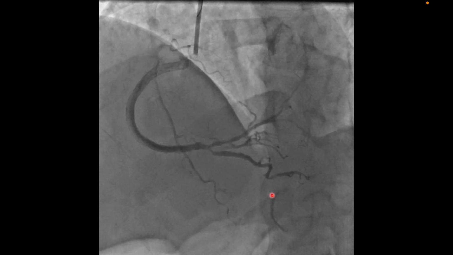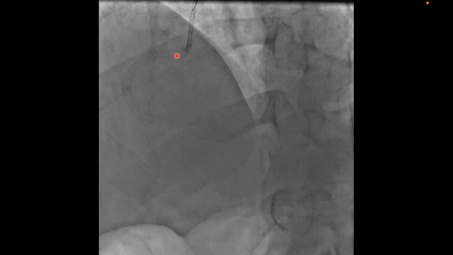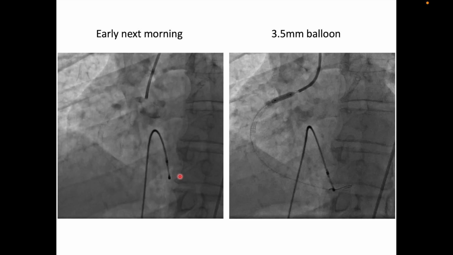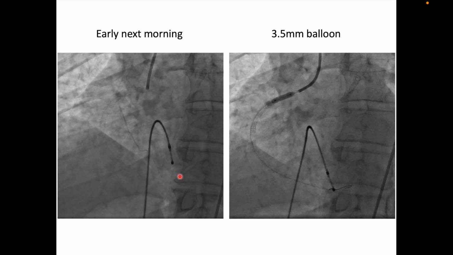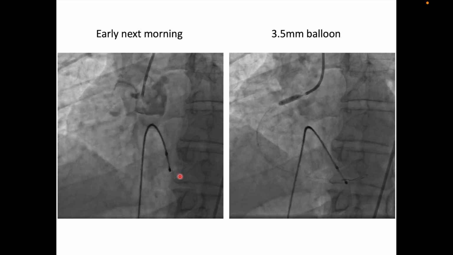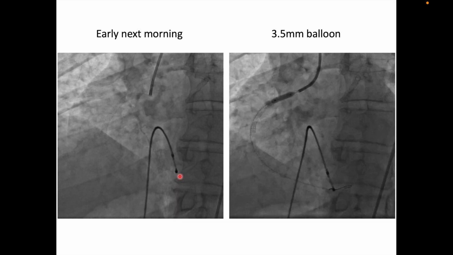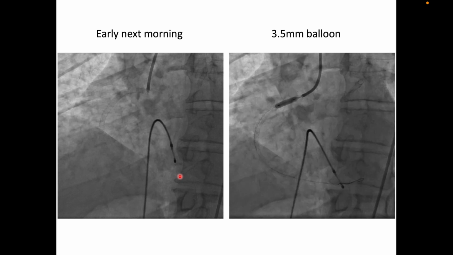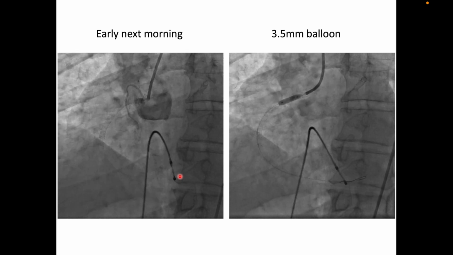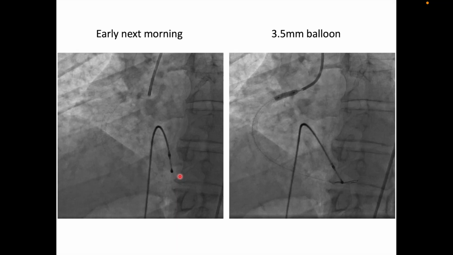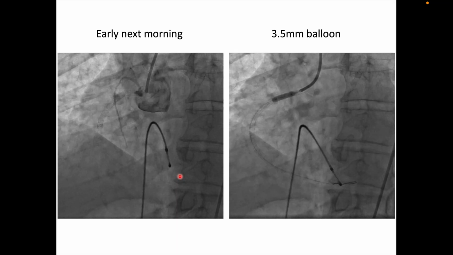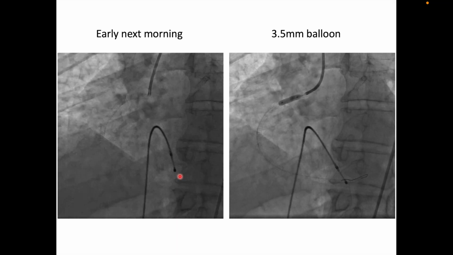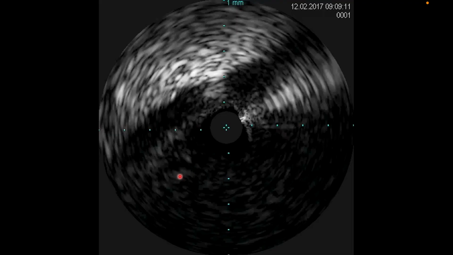There you can see that's the final result, all edges covered. Unfortunately, early next morning I received a call from the on-call cardiologist that my patient had acute stent thrombosis. So they took him to the cath lab, and before I could arrive they had wired and established some flow, and they had done pre-dilatation with a 3.5 millimeter balloon. As you can see, the patient required pacing at that time.